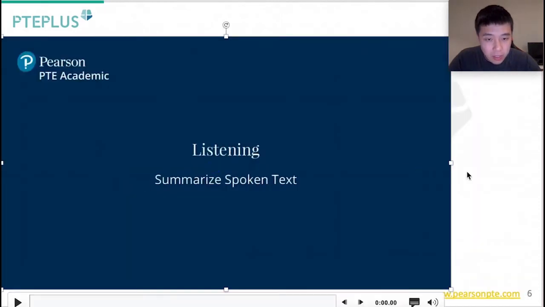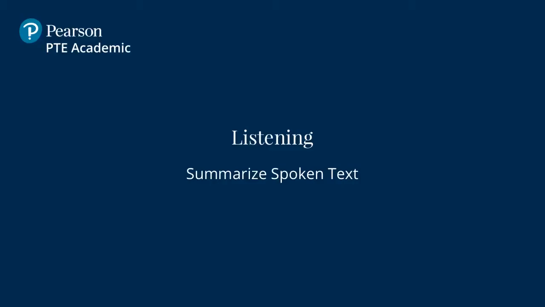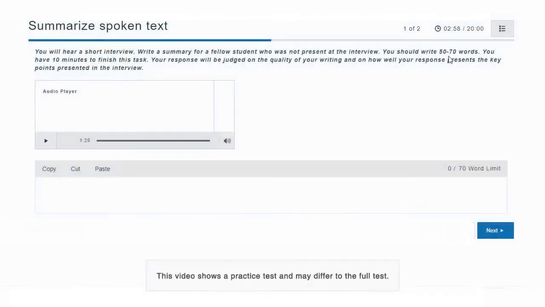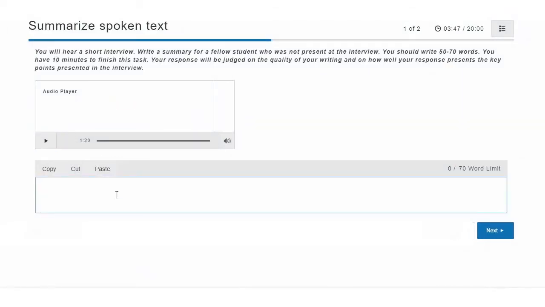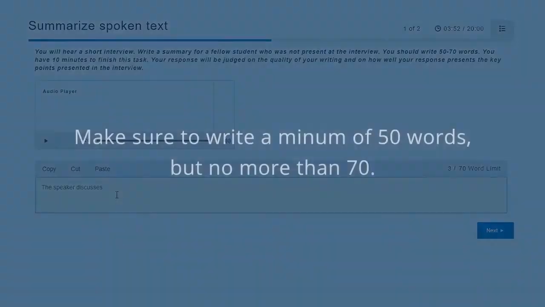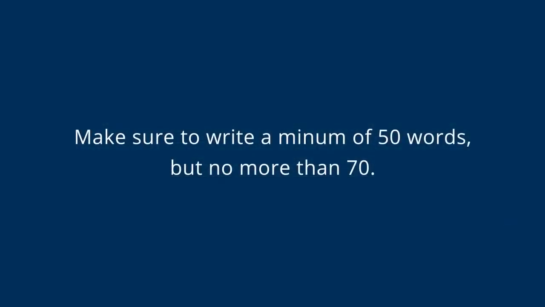Now, let's have a look at summarized spoken text, what we need to do in this question type. Summarize spoken text. For this item type, you hear part of a lecture. International expansion is also something that you've emphasized as CEO, and one interesting aspect of that. You need to write a 50 to 70 word summary on what you heard. You have 10 minutes for this task. The word count at the bottom of the screen counts the number of words you write. Make sure to write a minimum of 50 words, but no more than 70.